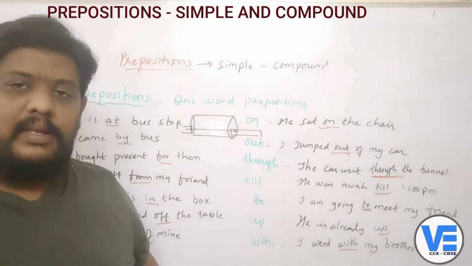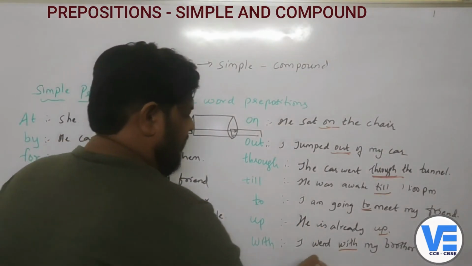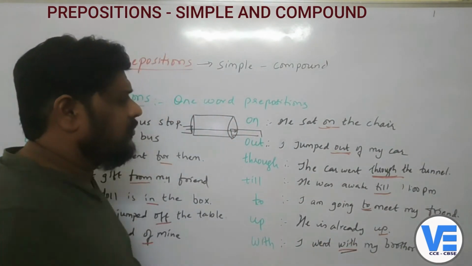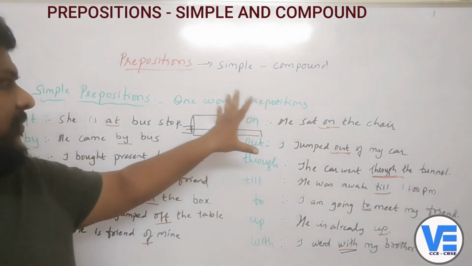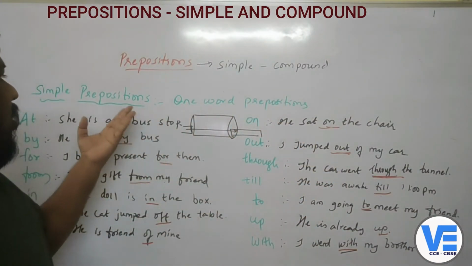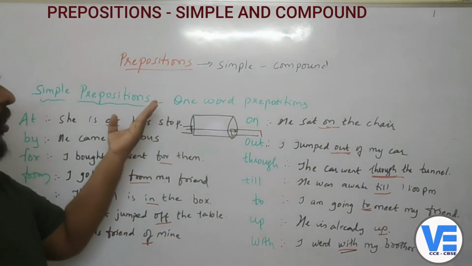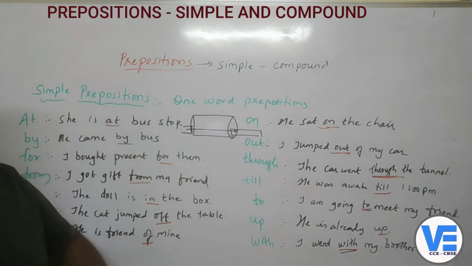With. I went with my brother. So here, "with" is the preposition. So these are the different prepositions which are called the simple prepositions, or we call them the one-word prepositions.